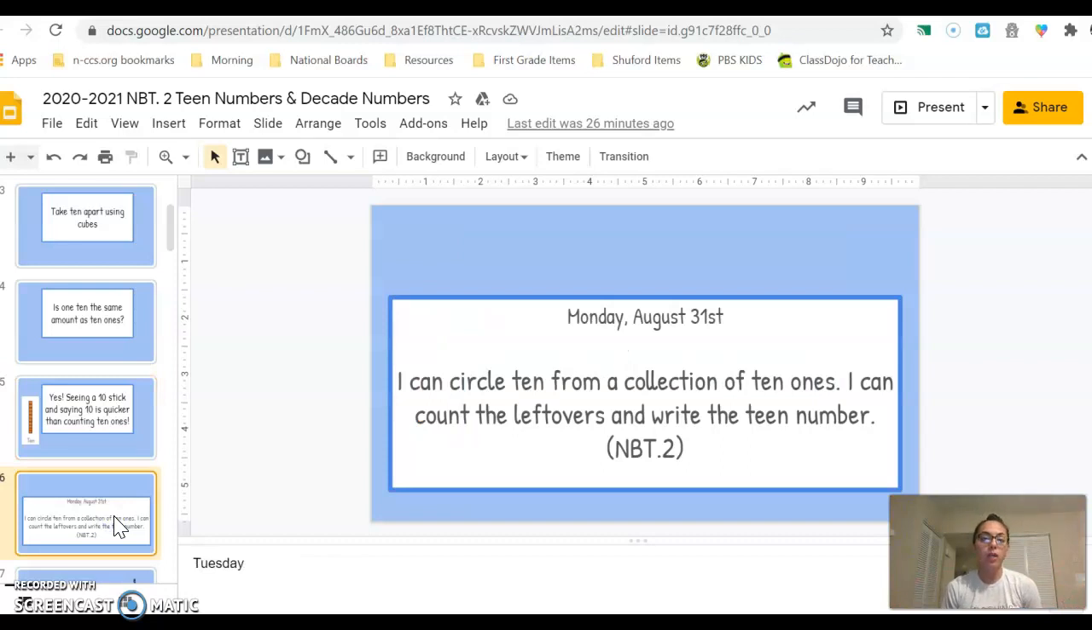Okay, so what we're going to look at now, I'm going to read it, and then I'm going to read it slower, and then I want you to repeat after me. I can circle 10 from a collection of 10 ones. I can count the leftovers and write the teen number. So still from NBT 2. So I'm going to read it. I can circle 10 from a collection of 10 ones. I can count the leftovers and write the teen number.